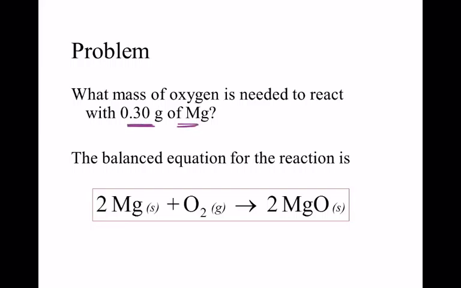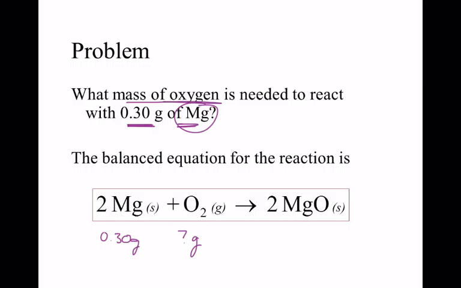So I usually find magnesium on my balanced chemical equation, and underneath it I'll write 0.30 grams. And the question is, what mass of oxygen is needed? So I'll find my oxygen and I'll write question mark grams under my oxygen. So basically, if we were baking a cake, those would be 2 ingredients, right? Or baking brownies. If you're going to use 0.30 grams of magnesium, how much oxygen are you going to need to use to form your magnesium oxide?